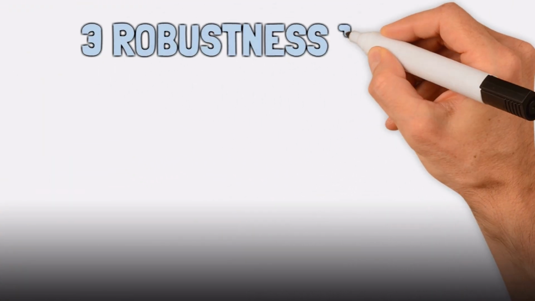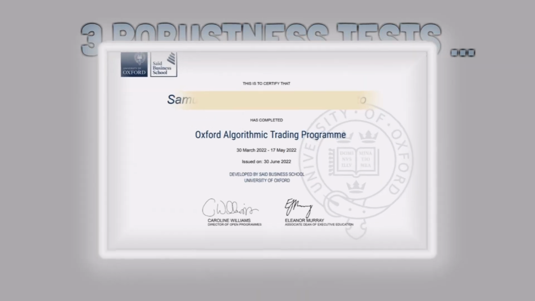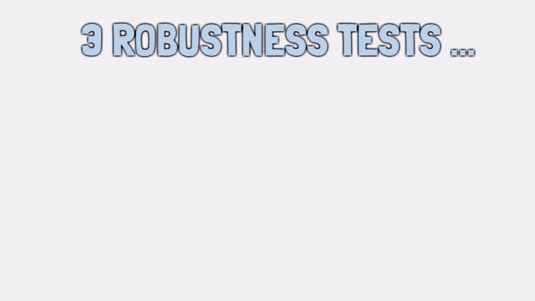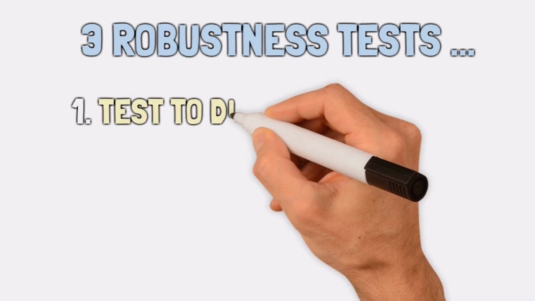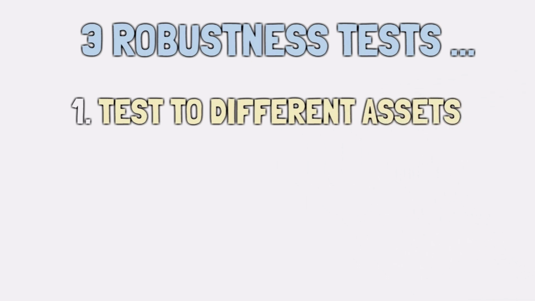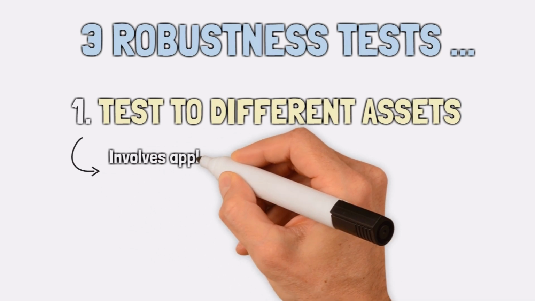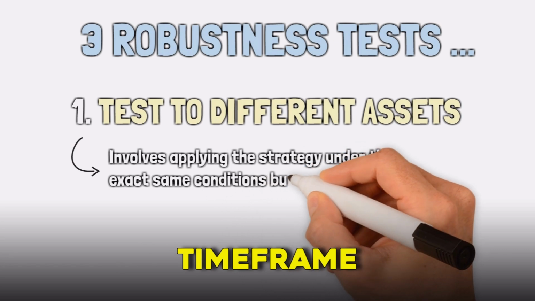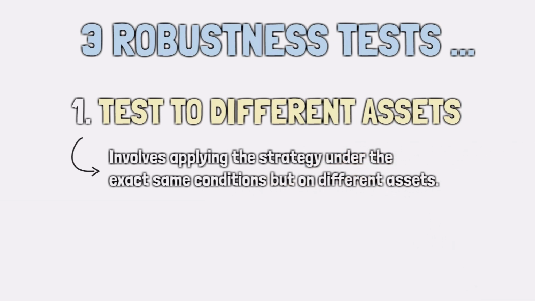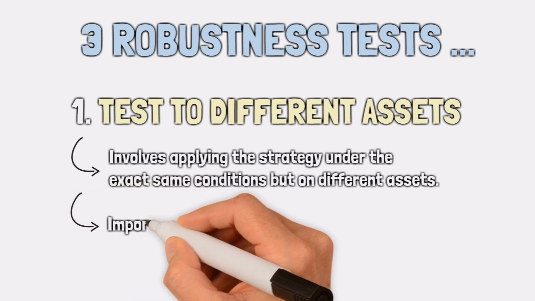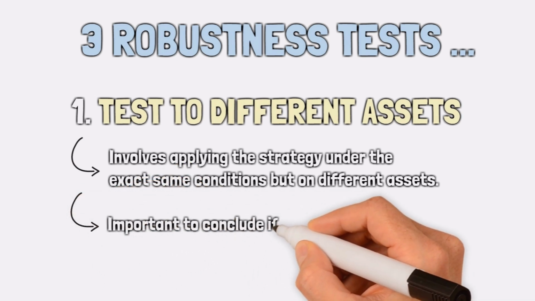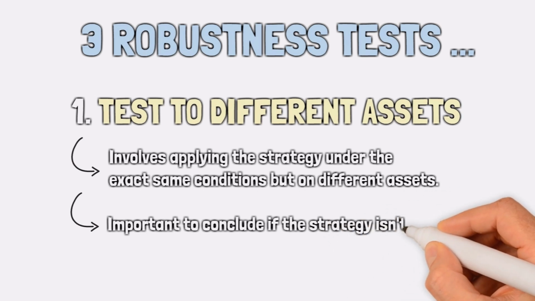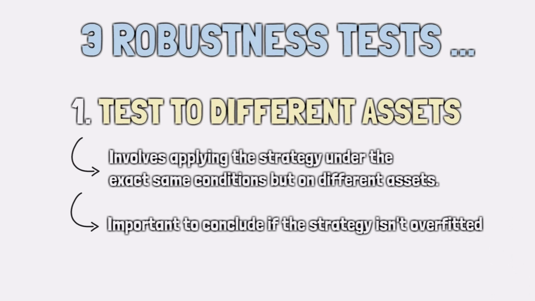And by doing so, today I will teach you and show you 3 different robustness tests I learned in my certification at Oxford that you should apply to any strategy. The first one is a robustness test across different assets. This test involves applying the strategy under the exact same conditions regarding entry rules, risk management, time frame and data sample, but on different assets. This test is important to conclude if the strategy works well on other assets and if it isn't overfitted to the initial 5 assets we chose.